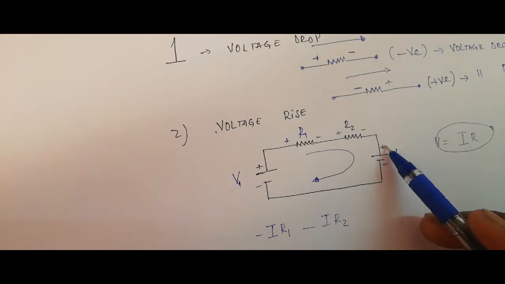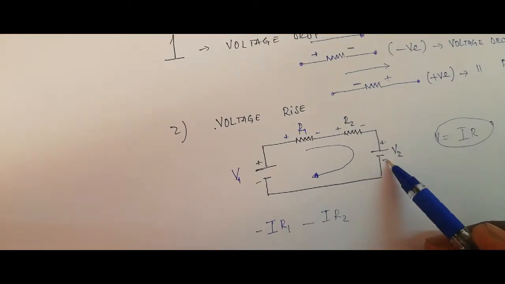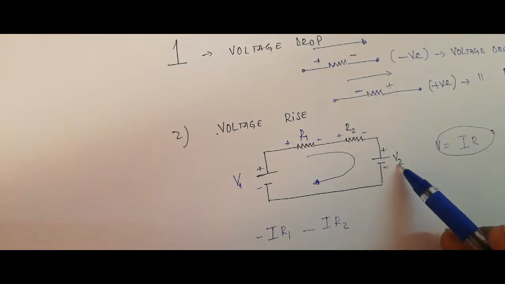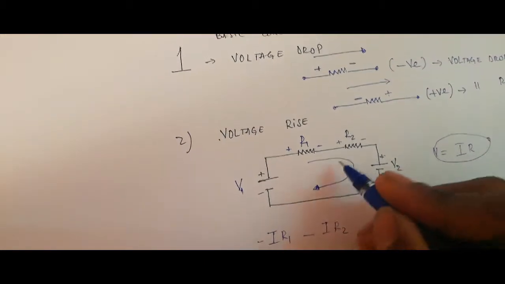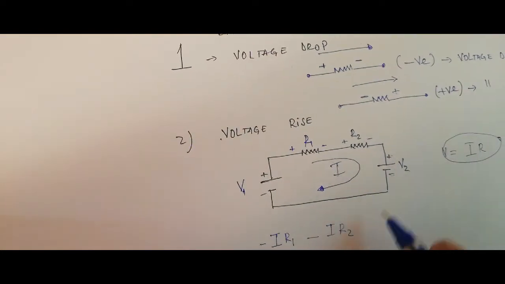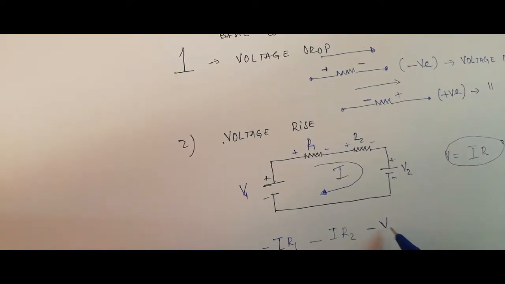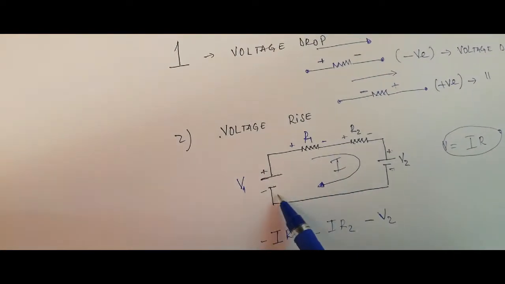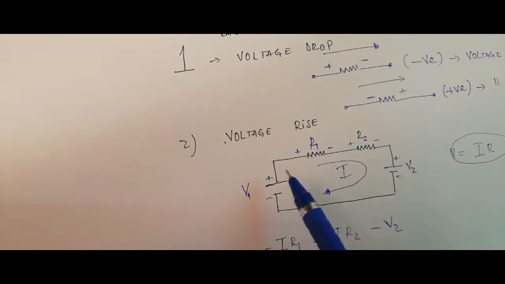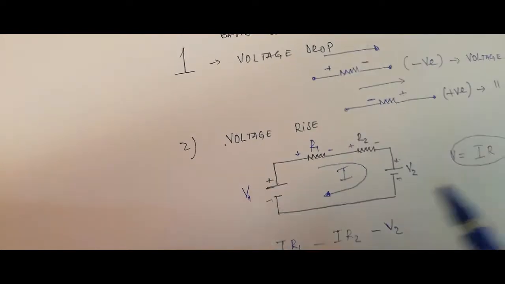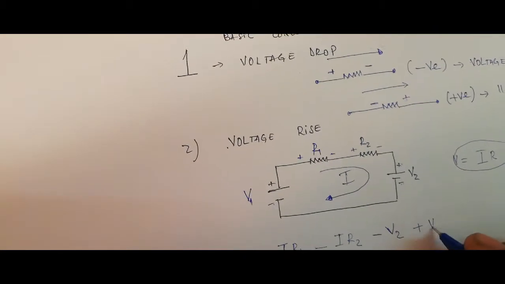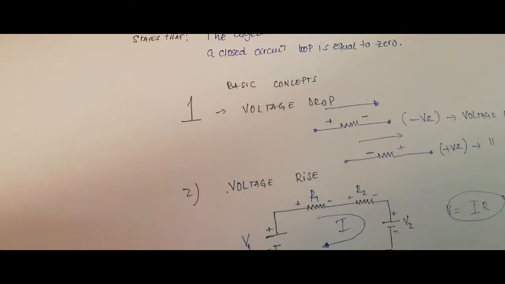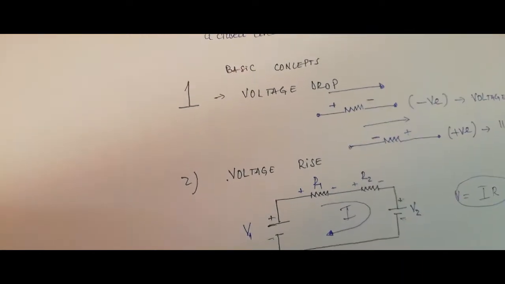If you come here, you are coming from high potential to lower potential, but this is a battery voltage. Since it's a battery voltage, we don't multiply it with the current, we just put negative V2. Okay, if we continue our path, coming from low potential to positive potential, so we have plus V1, and according to the statement, this sum should be equal to 0.